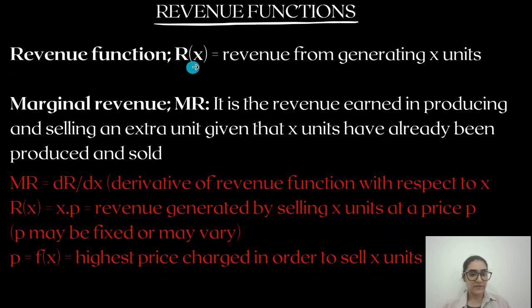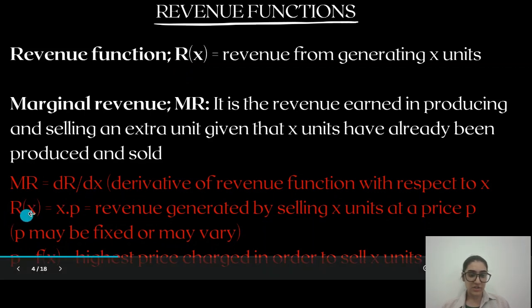Moving forward, we have our revenue function, or R of x, which is the revenue from generating x units. Now we have to focus here that revenue is not our profit, it is just the total amount that we're bringing in for producing these x units. Marginal revenue, or MR, is the revenue earned in producing and selling an extra unit, given that x units have already been produced and sold. So, marginal revenue, or MR, is the derivative of this revenue function with respect to x.